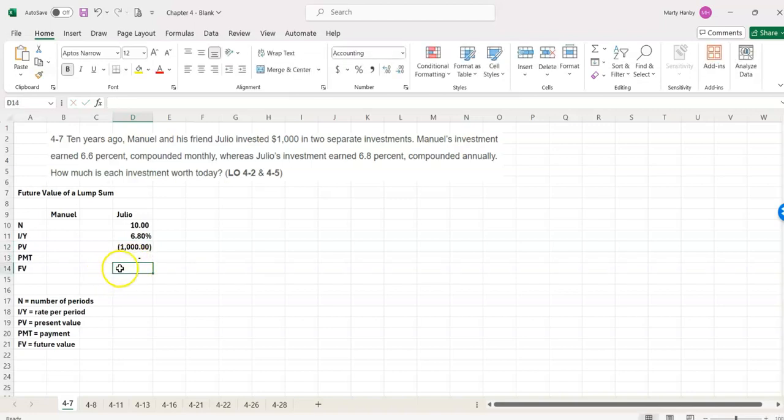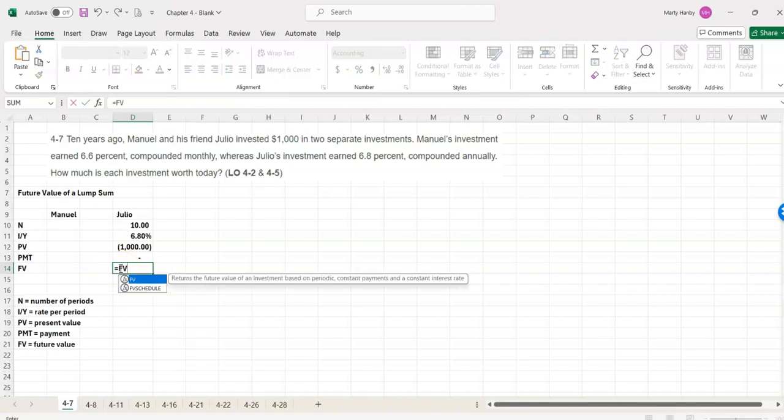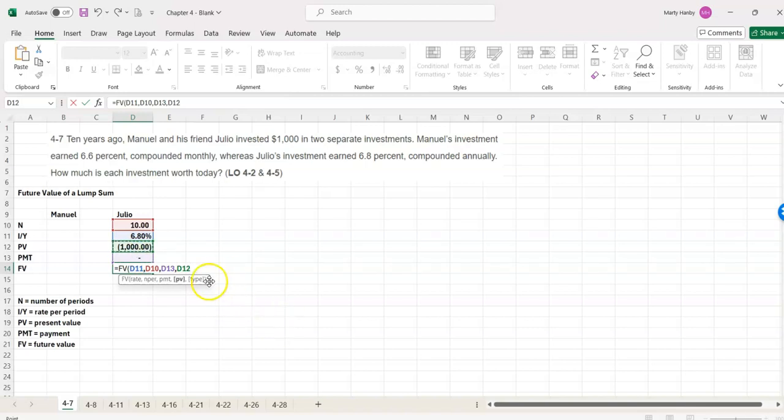0 is the payment, and then we're going to calculate the future value equals FV, and then open paren. Excel actually shows you what you're going to enter here. So my rate, 6.8%. Number of periods is 10 years. Payment is 0. And then my future value. So I don't have to worry about the type here.